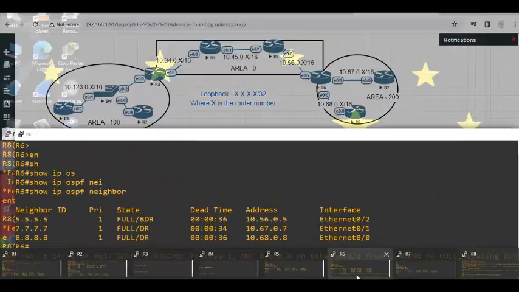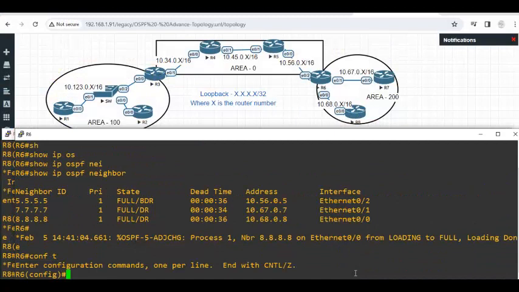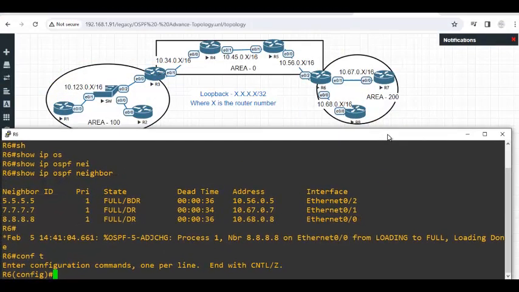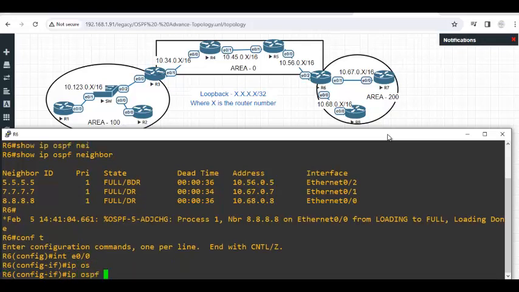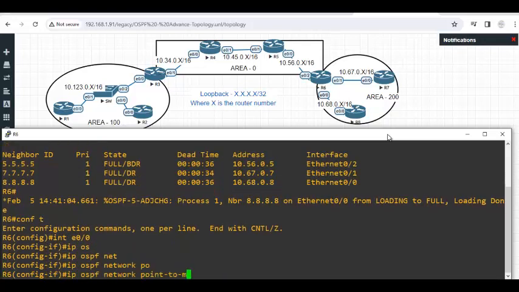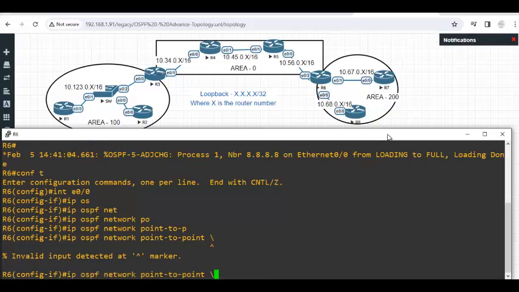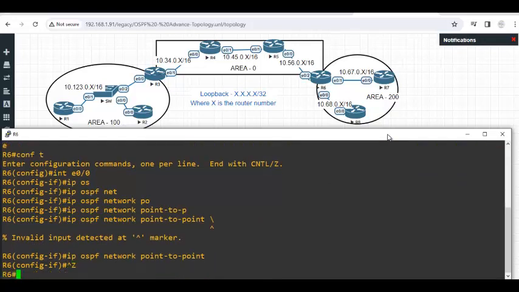Yeah, you must. Of course, otherwise you lose a neighbor. So, interface Ethernet 0/0, IP OSPF network type point-to-point. Now you'll see the neighborship coming up. You see? It went down and it has come back again.